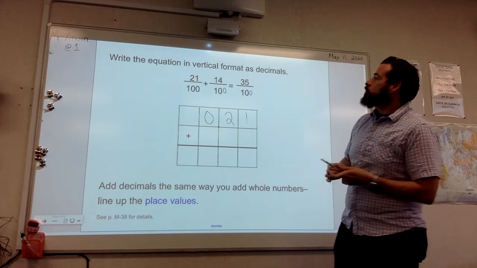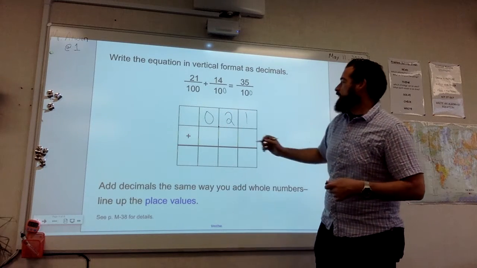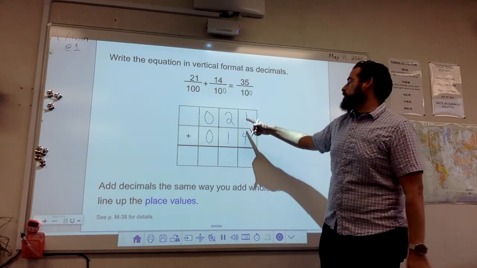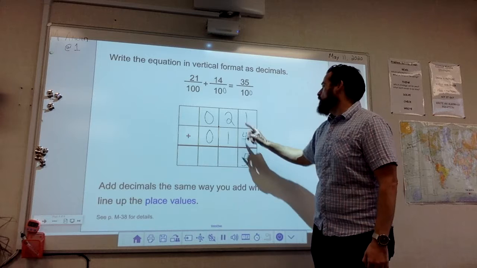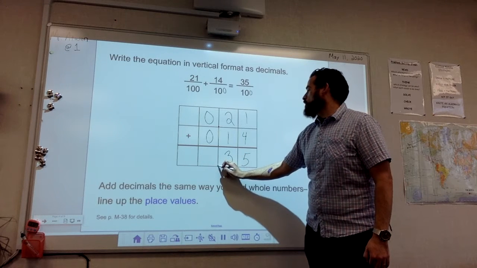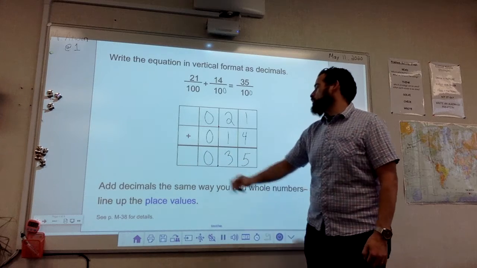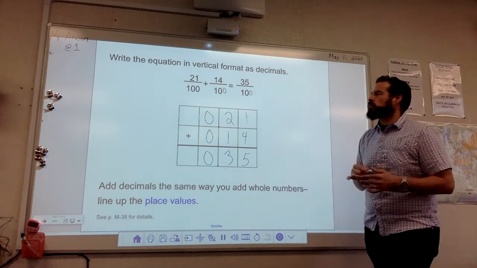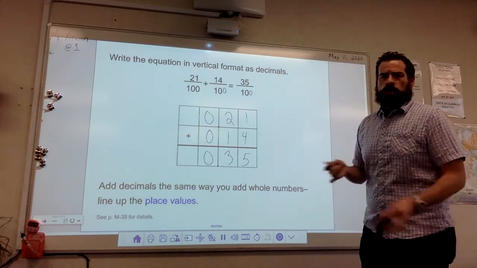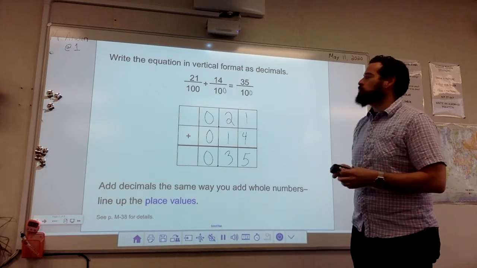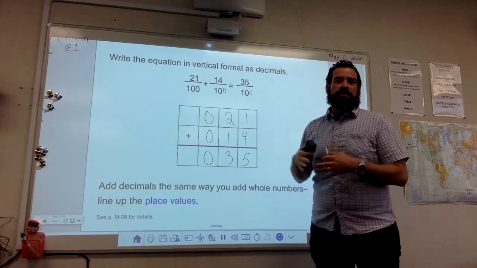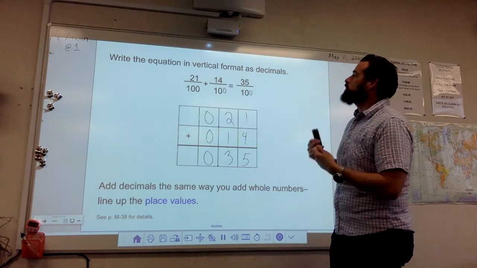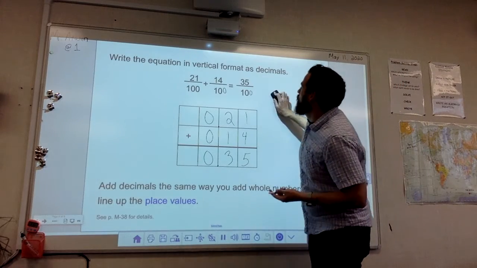So here we go. 21 hundredths, there's that, and then 14 hundredths, so 0.14, and then 4 plus 1 is 5, 2 plus 1 is 3. Don't forget your decimal point, 0 plus 0 is 0, so 0.35 or 35 hundredths. Sorry about the confusion there. I was getting into something that we hadn't covered, so that would be the correct way. We're only going to be dealing right now with the same denominators. So 21 hundredths plus 14 hundredths equals 35 hundredths.